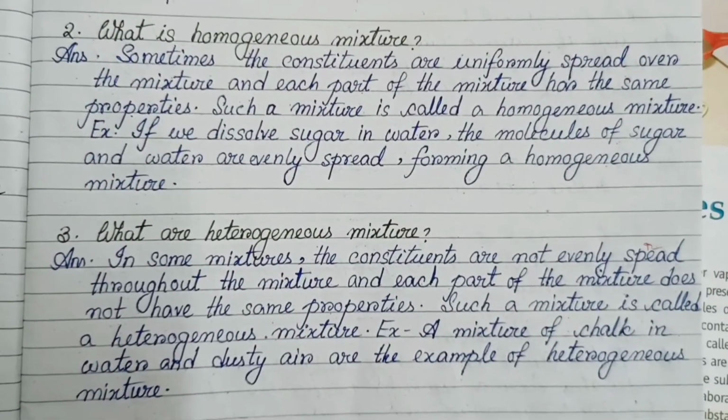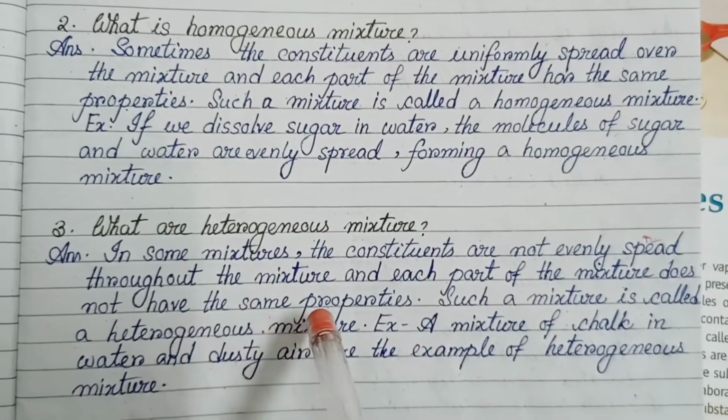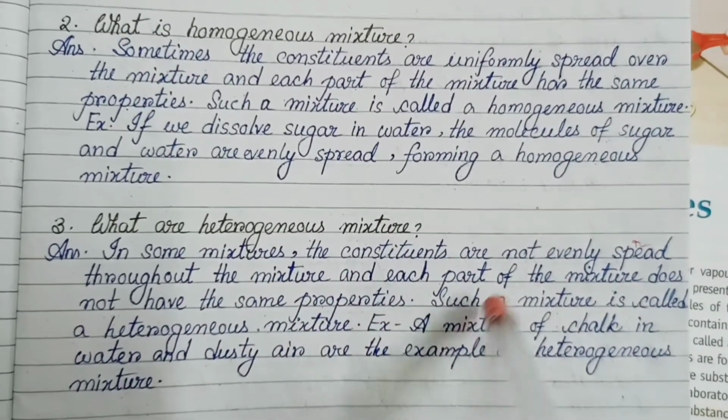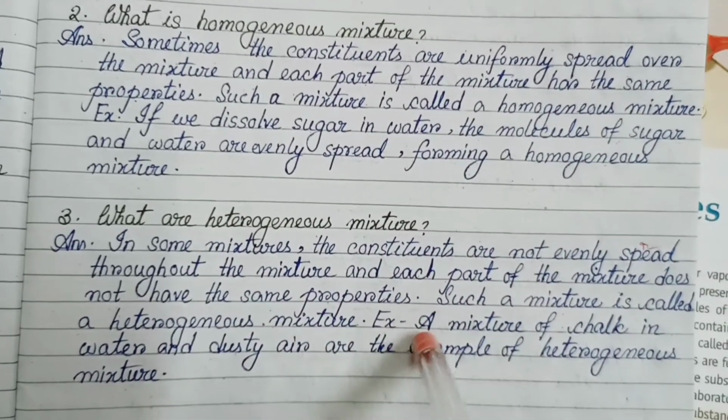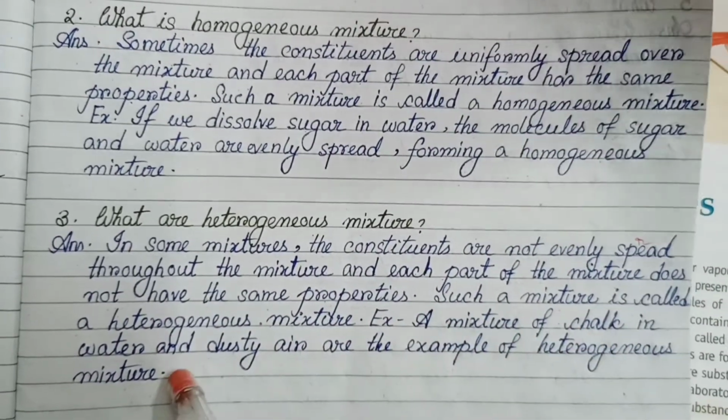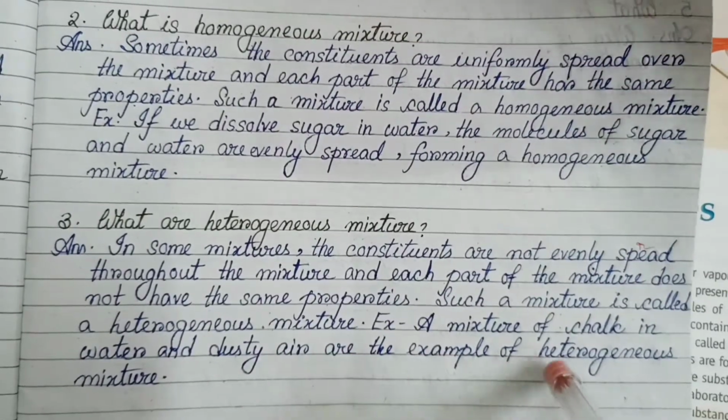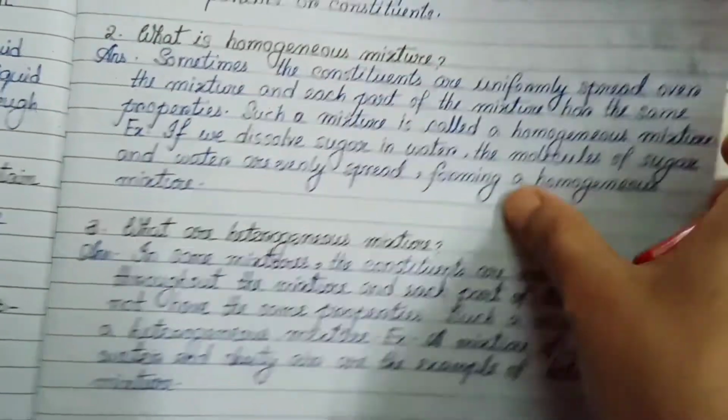And each part of the mixture does not have the same properties. Such a mixture is called a heterogeneous mixture. Example, a mixture of chalk in water and dusty air are the examples of heterogeneous mixture.